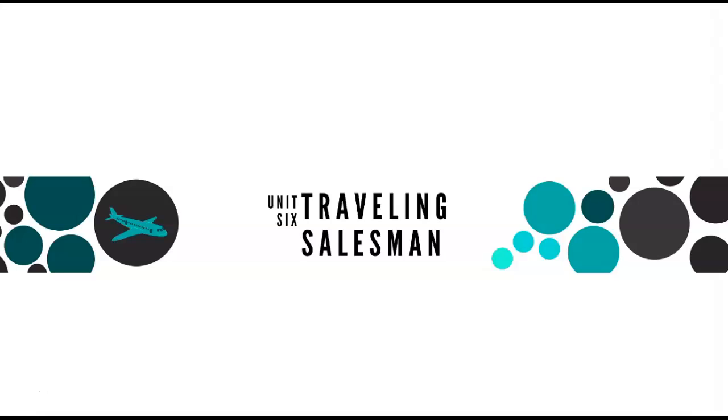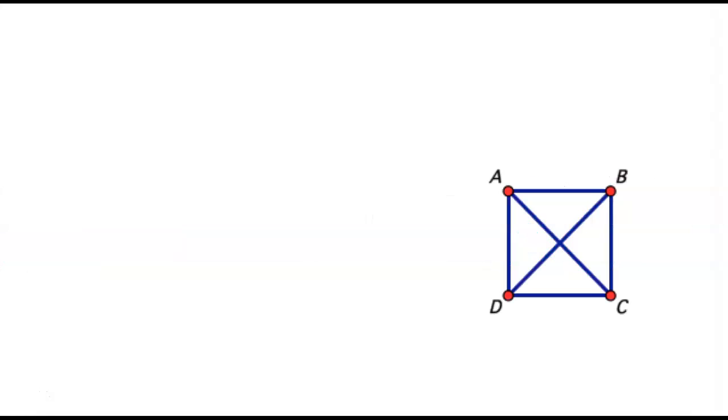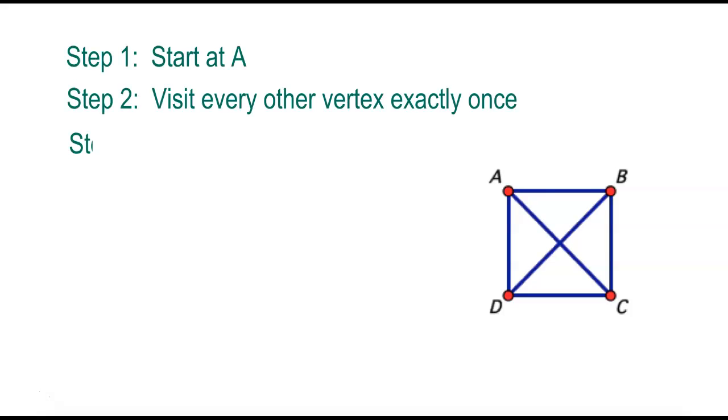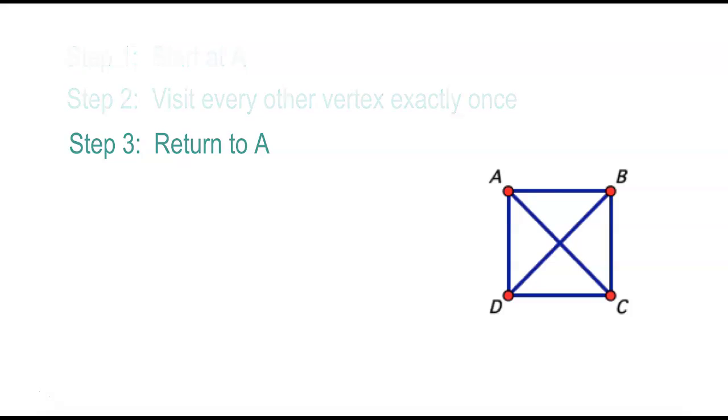In this lecture video, we'll introduce the idea of the traveling salesman problem. We'll also talk about Hamilton circuits and paths. Take a look at this graph. It has 4 vertices, and each vertex is connected to every other vertex with an edge. We're going to start at A and travel to each vertex exactly once and then return to A.